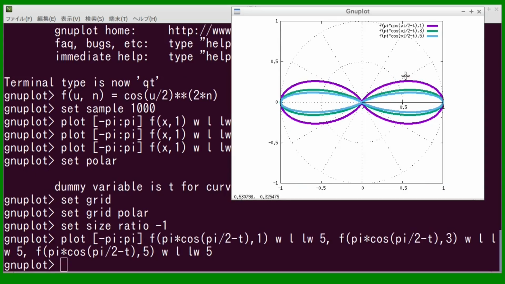This is the 3-element array. This is the 7-element array, and this is the 11-element array. There are no side lobes at all, but the main lobe is somewhat wide. So this is an array pattern in which only a single main lobe appears.